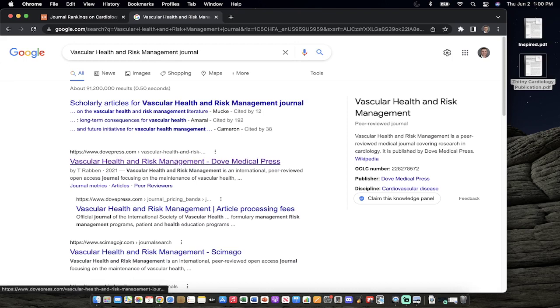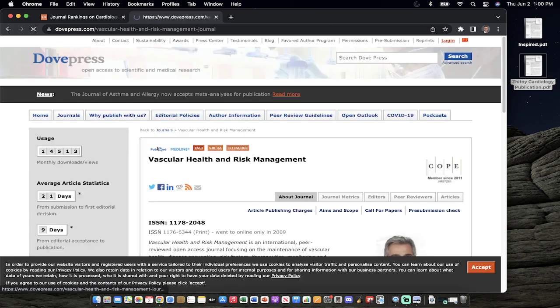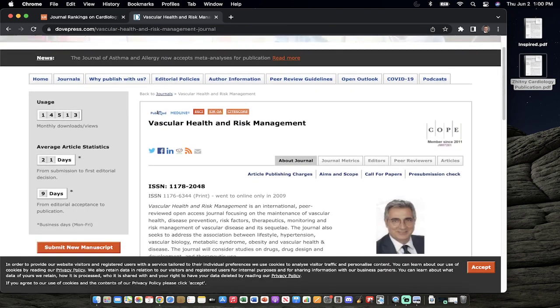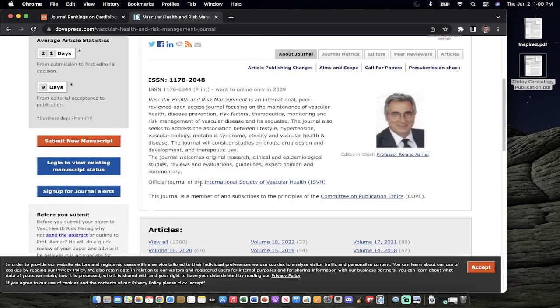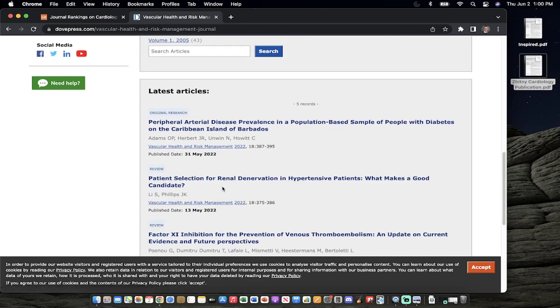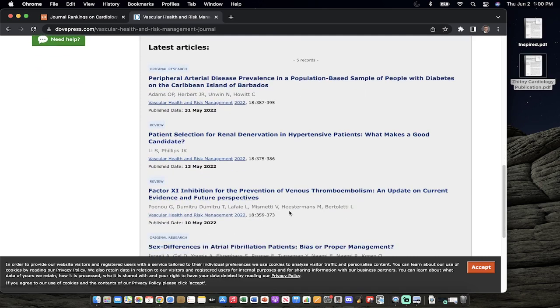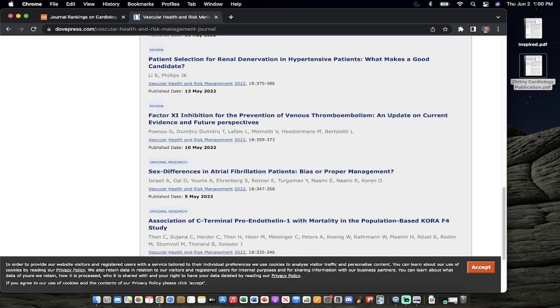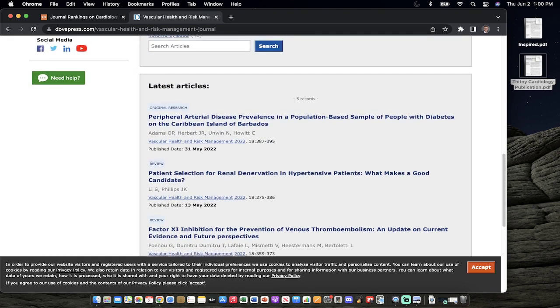So now that you're at the publisher's website, you take a look at the publications that they've put out. This here is an example of some of the most recent things that they've published in the specific journal, and you open it up and you read it.